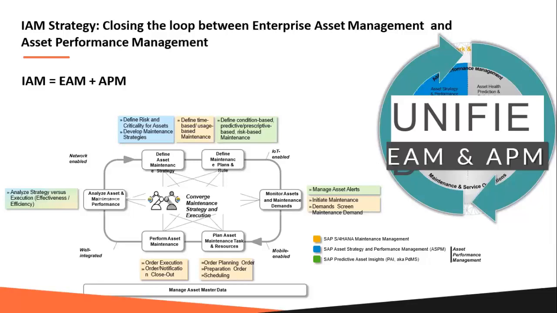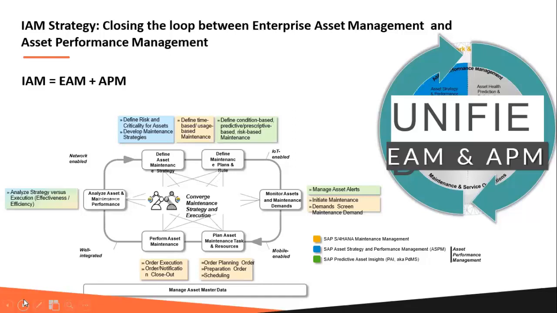But if you implement IAM, Intelligent Asset Management, that will cover the end-to-end performance. It will check the performance of your system and ensure that it works. First of all, we have to define asset maintenance: the risk and criticality of that equipment. Once you define that, the maintenance plans which are already there in your SAP S4 will be taken into IAM.